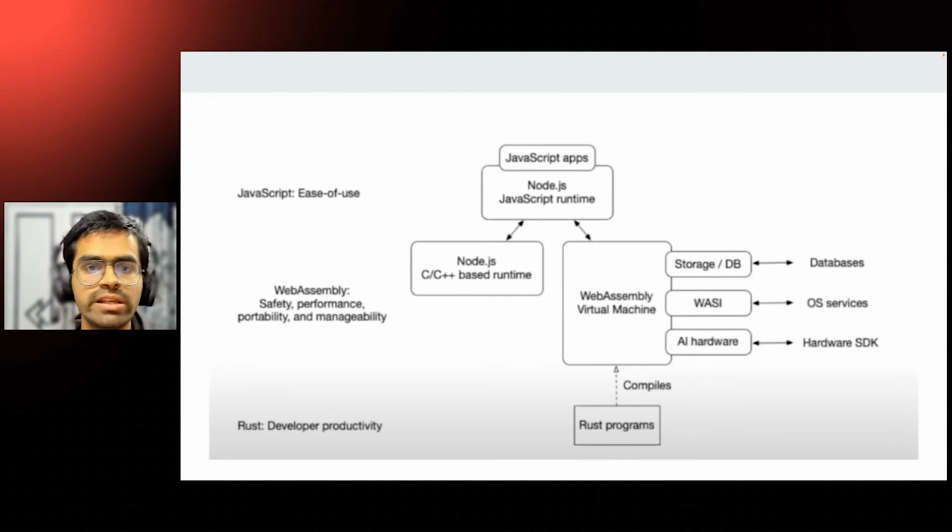So this is how the entire architecture would look. You would have your JavaScript applications with the Node.js runtime. On one hand, you'll have your typical Node.js runtime that's based on C++ that will run your actual Node.js application. And you'll also have your separate WebAssembly virtual machine that will utilize the programs written in the Rust programming language that get compiled into the WebAssembly model, and then they will be run together.